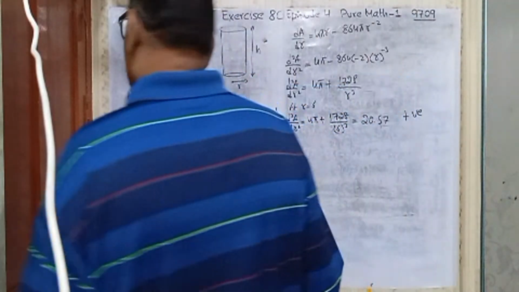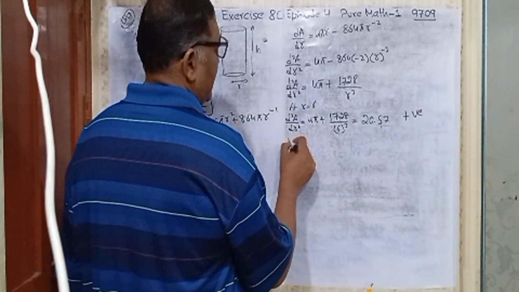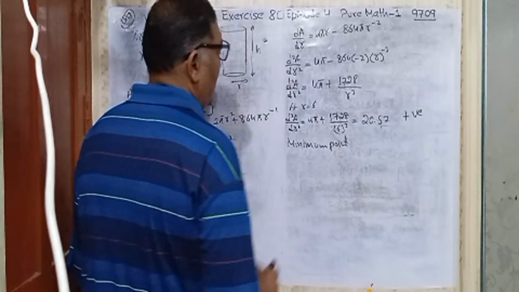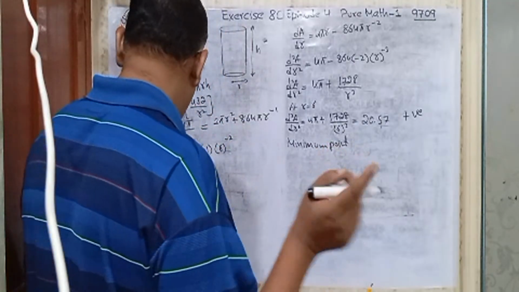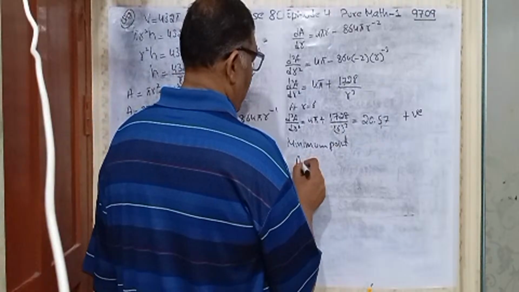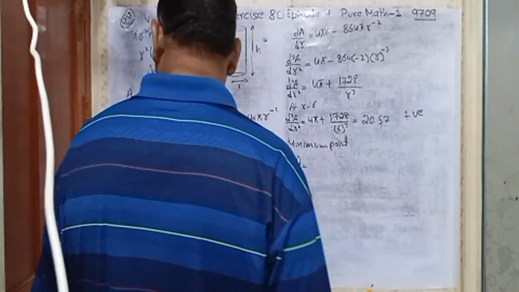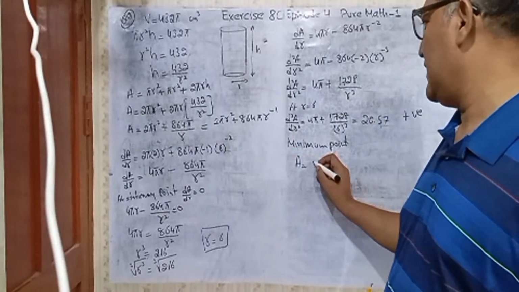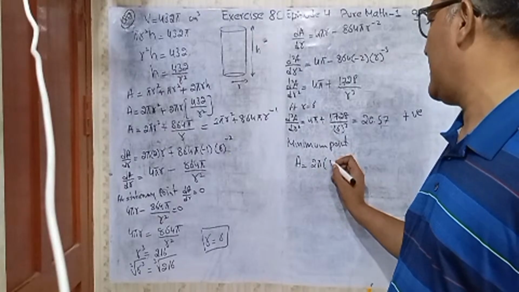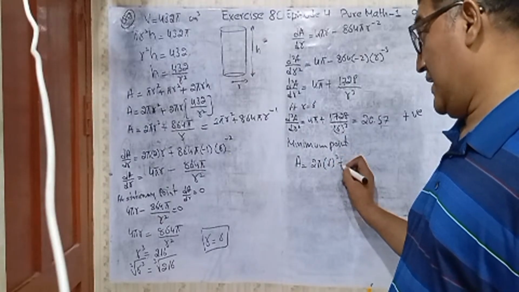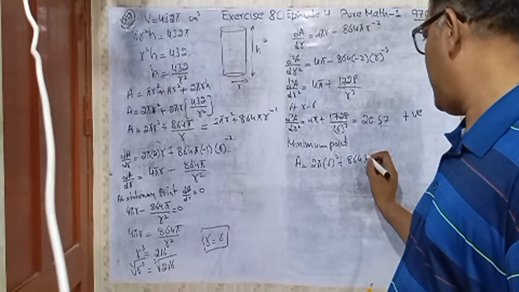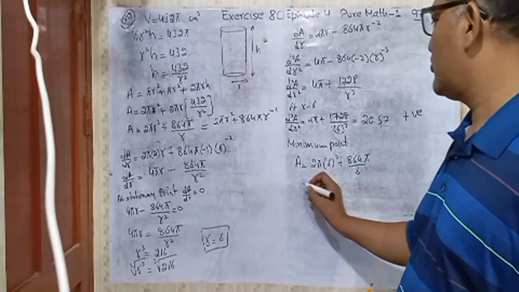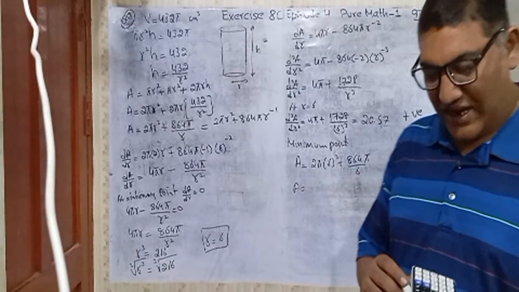If my second derivative is positive, that means this is a minimum point. So the minimum value of the area will be at r equals 6, where we have that formula. This is the formula for the area, 2 pi r squared, that is 6 squared, plus 864 pi divided by 6. So from here I can calculate the minimum value of the area.